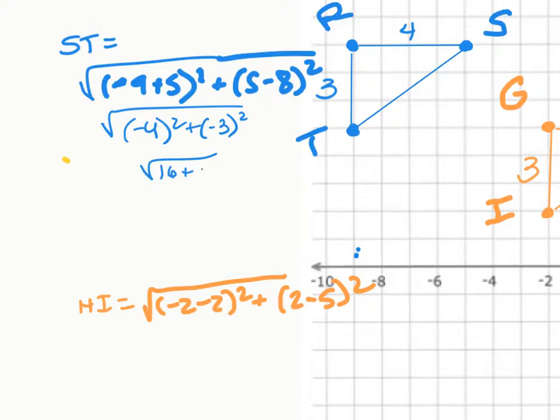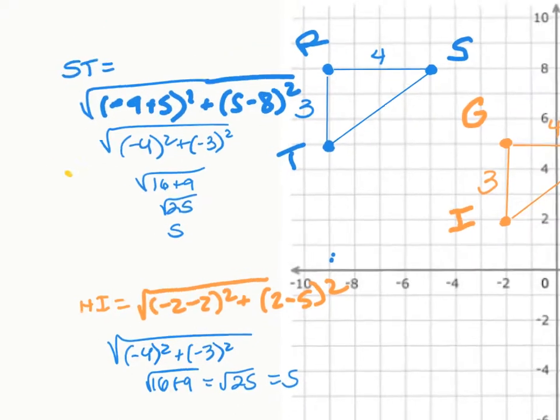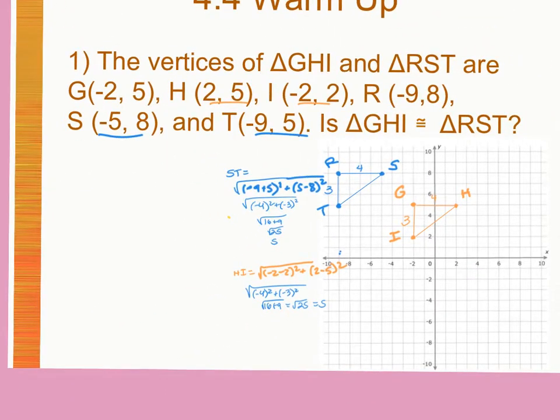Okay. 16 plus 9, square root 25, which is 5. And then this one, -4 squared plus -3 squared. Again, 16 plus 9, square root 25, which is 5. So the answer to are they congruent is yes. And if it had asked why, it would be because of side, side, side. The lengths of all 3 sides match.